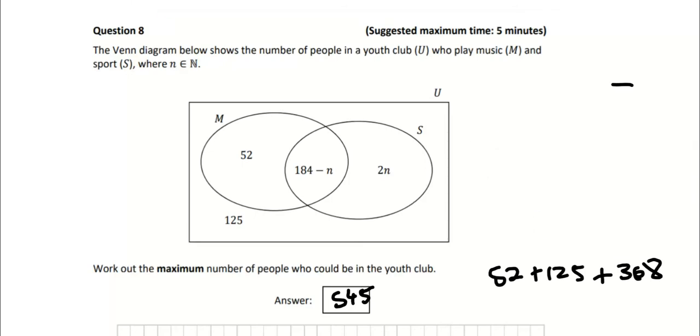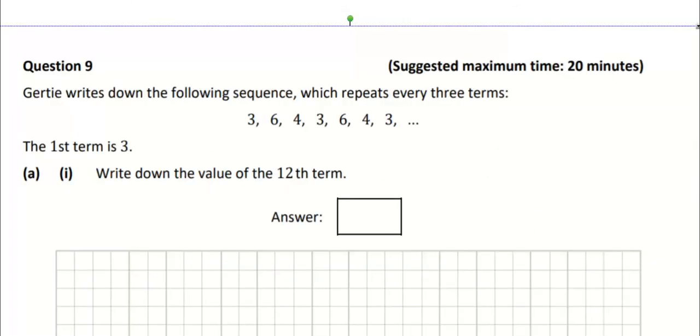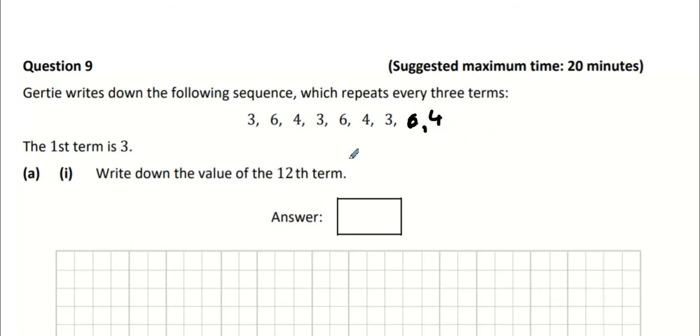Okay, move on. So that's all of question 8 done. Short question. Now we're going for question 9. Look at the following sequence, which repeats every 3 times. So 364, 364, 364. So T1, T2, T3, T4, T5, T6, T7, T8, T9.